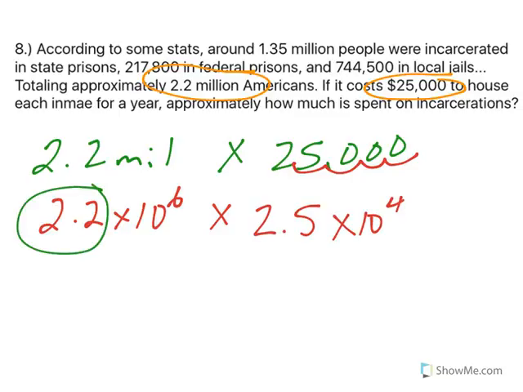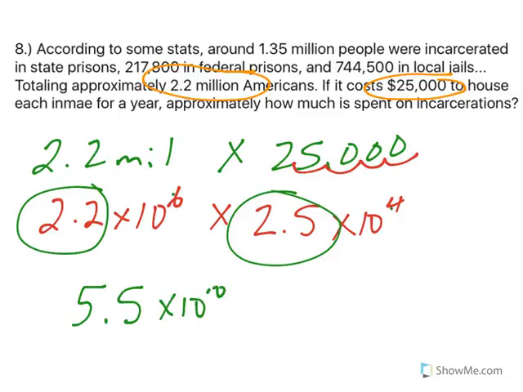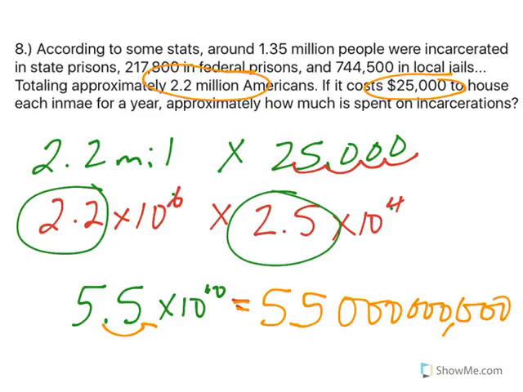So when I multiply 2.2 times 2.5, I end up with 5.5 times 10 to the 6 plus 4, which is 10. So when I change this to standard form, I'm moving my decimal 10 places to the right. 1, 2, 3, 4, 5, 6, 7, 8, 9, 10. It costs us approximately $55 billion a year on inmates. That's a lot of dough, yo. Lots of dough.